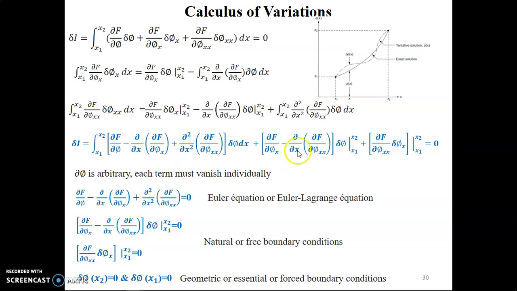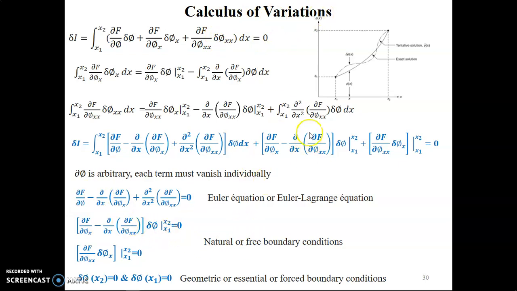I am using this condition as it is. I am not providing the proof of these assumptions due to the complexity involved in describing the process. So all these three terms have been specified as follows: the first term has been specified as the Euler or Euler-Lagrange equation. This equation will give the value of the functional which will be used in the calculus of variation.